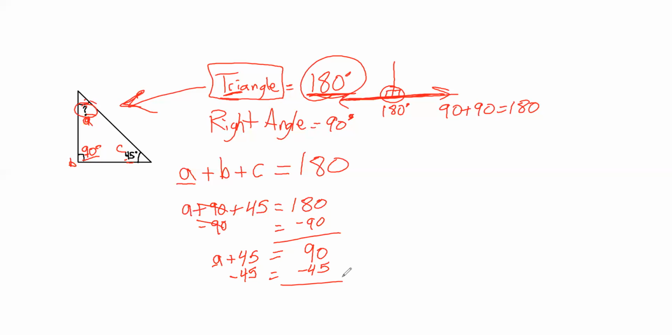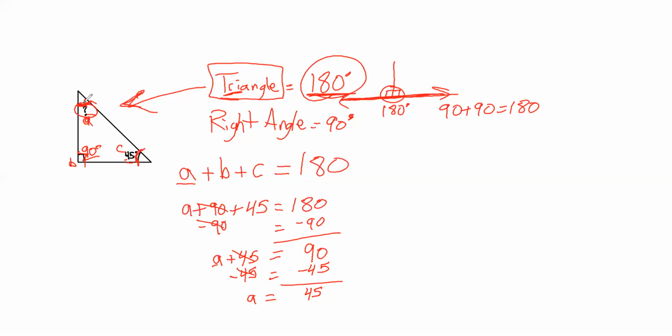So 90 minus 45 is simply 45, because 45 is half of 90. And then this zeroes out, and we're left with A equals 45. Now, when we think about this angle we're solving for, we can see that it looks pretty much exactly the same as this angle here. So you see that this is a right angle, and then these are both acute angles, which means they're less than 90 degrees.